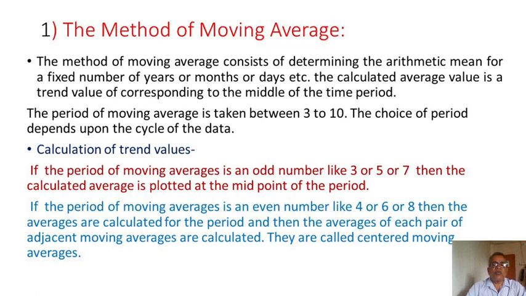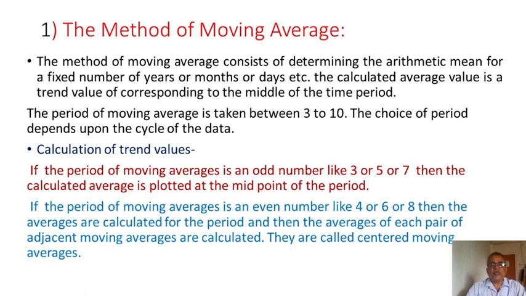If the period of moving average is an odd number like 3 or 5 or 7, etc., then the calculated average is plotted at the midpoint of the period. First, to calculate the average, we take the summation of the values for the given period. If we have to compute the 3 yearly trend values, we take the sum of the values of the variable corresponding to the 3 years. Each 3 years' values we compute, and it is placed at the midpoint of the year.